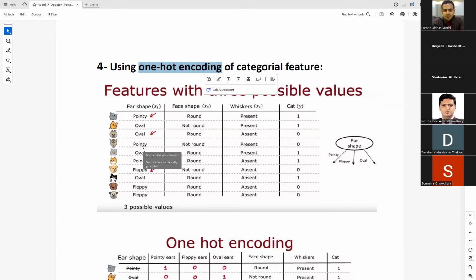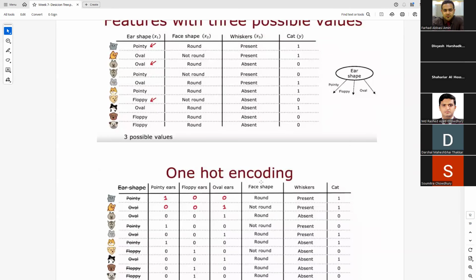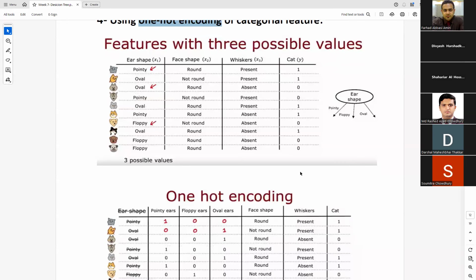So when there are 3 possibilities, it means that this decision node should be split into 3 sub-branches: pointy, floppy, and oval. There's a solution we call one hot encoding. We keep this target column here, and we keep these two features, the second and third columns.